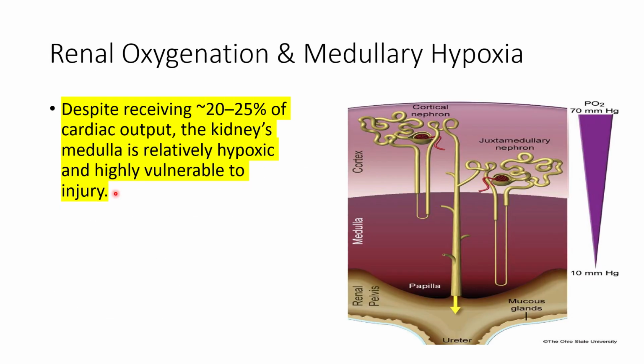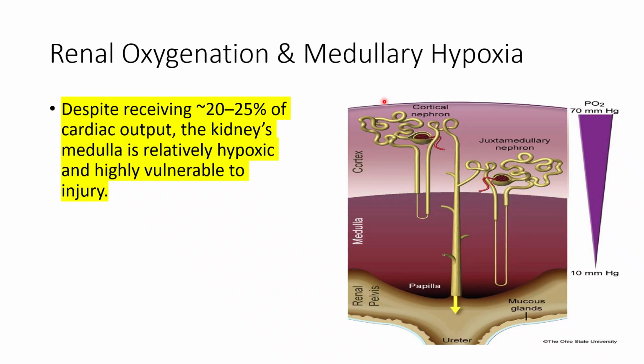Now we will see something about renal oxygenation and medullary hypoxia. So basically, there are two types of nephron. One is the cortical nephron, in which the loop doesn't go very deep down in the medulla and it ends in the upper part of the medulla. And then there is the juxtamedullary nephron, in which the loop goes very deep down inside the medulla.